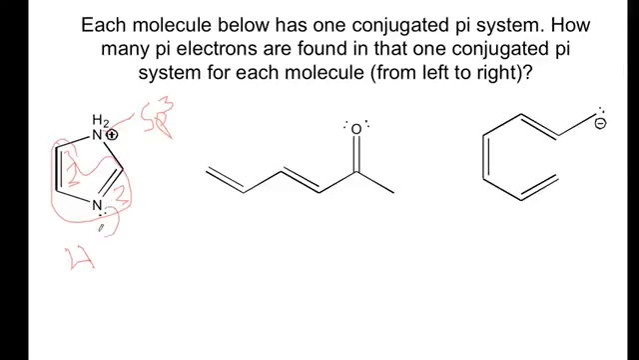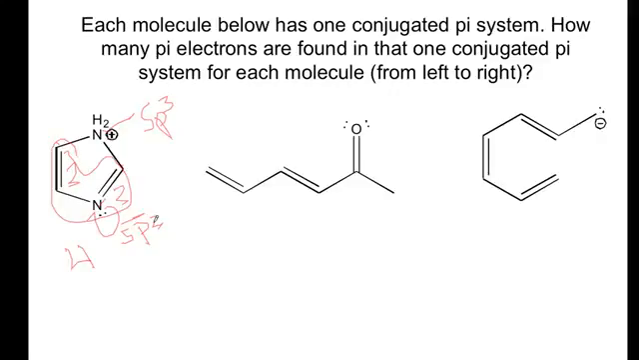Why didn't we count this pair right here? Well, it turns out that this nitrogen atom is already involved in a pi bond with the carbon next to it. Therefore, it's already using up the space of its p orbital and doesn't have room for another 2 electrons. Those 2 electrons, in fact, are in an sp2 orbital.